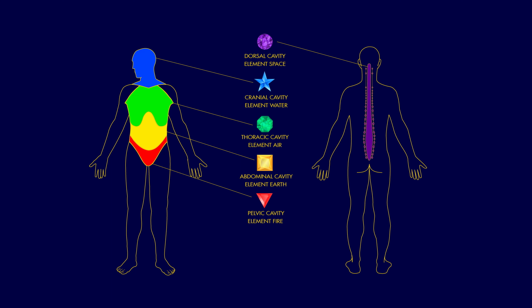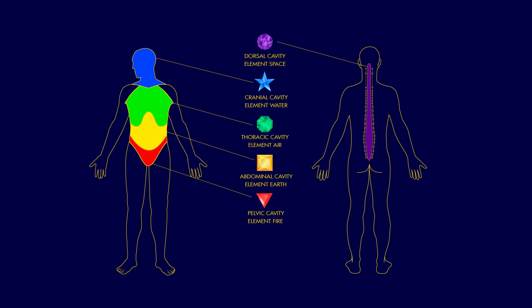The pelvic cavity is where the red element fire manifests. The pelvic cavity is imagined as red. The yellow element earth is found in the abdominal cavity, and here the cavity is imagined as yellow.